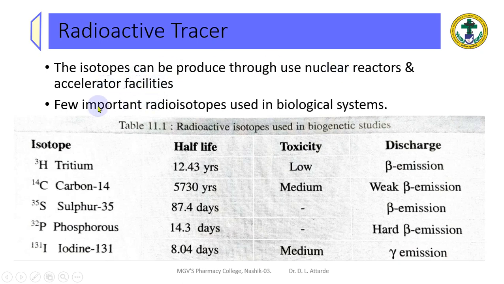Now, very important examples you can see over here. This table I took from Rangari book. So isotope tritium, you can see half-life 12.43 years, its toxicity is low and its discharge is beta emission. Carbon 14, more than 5,000 years, medium toxicity, weak beta emission. Sulfur 35, 87.4 days, beta emission. Phosphorus 32, 14.3 days, hard beta emissions. Iodine 131, 8 days, medium toxicity, and it gives gamma emission.